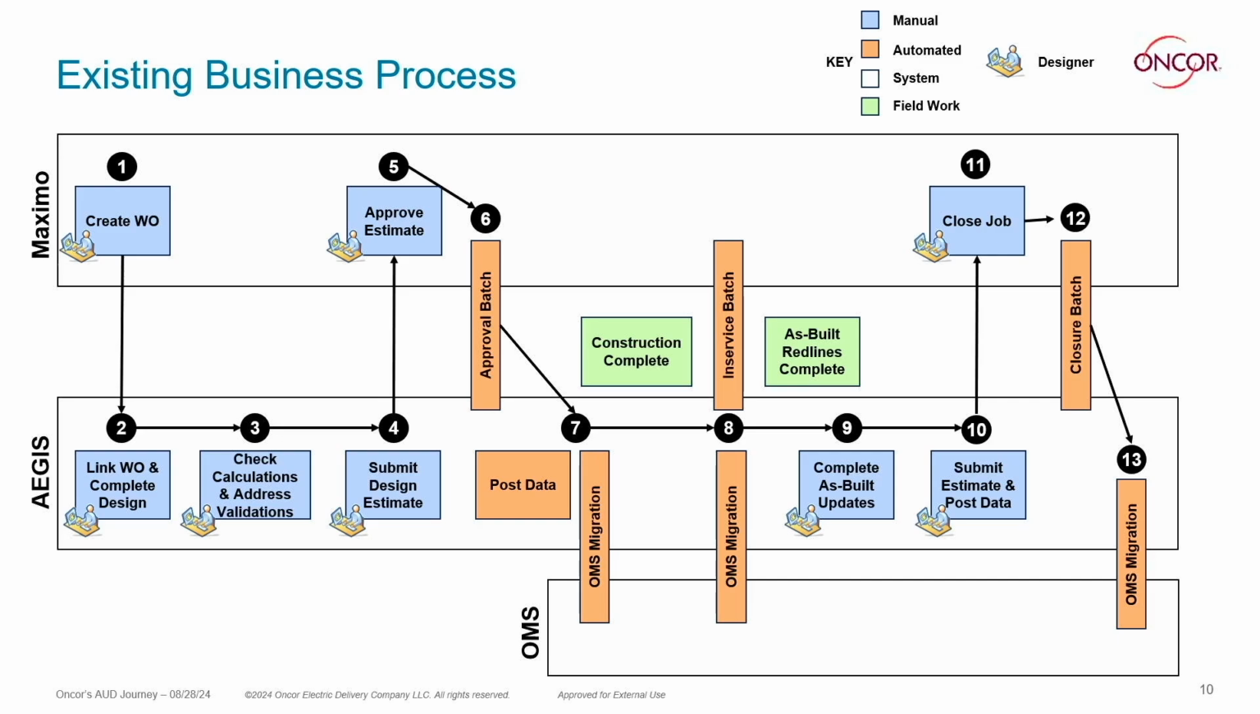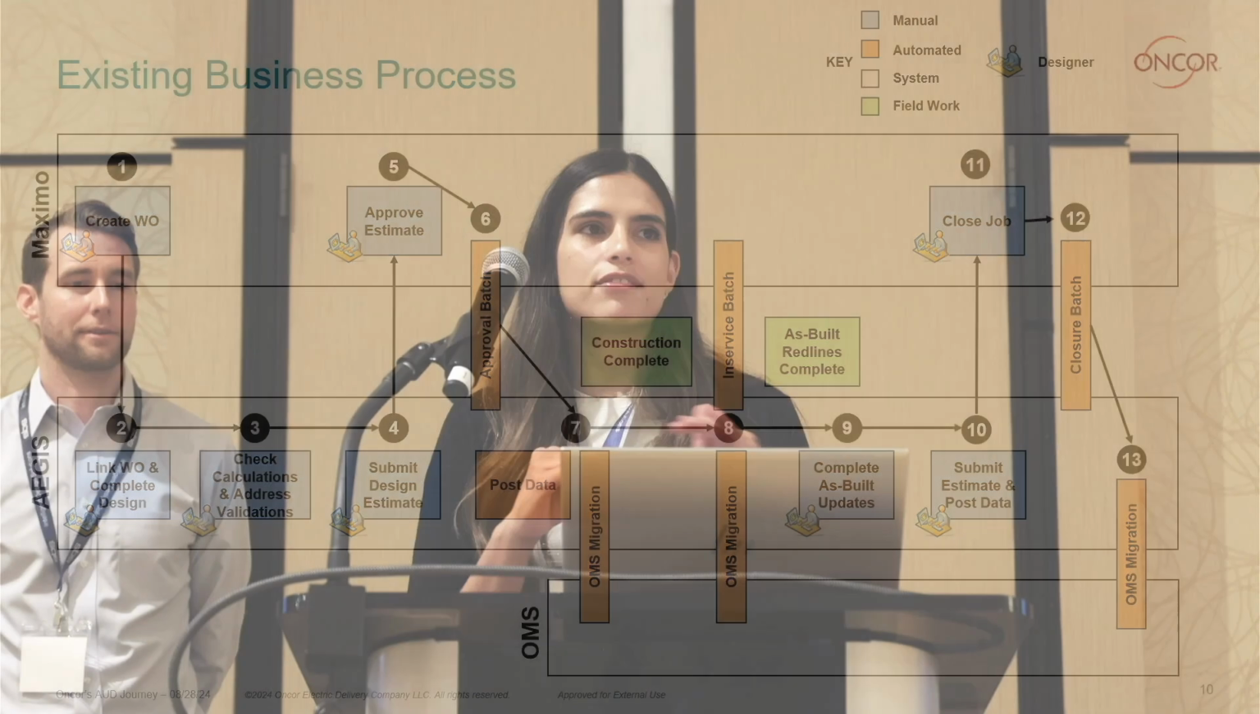Once we get all of our materials kind of in a row and figured out and all the as-builts are completed, that's then when we say, okay, this is it, we're done making changes. We will tell Maximo to close the work order, and at that point, it will trigger one final time a closure batch that will then publish all of the features, the as-built and the existing energized features, all into a closed, energized state.